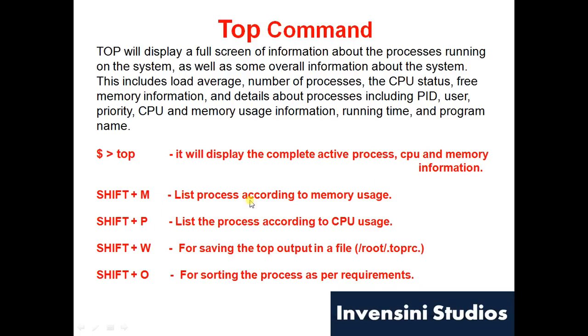These are some of the shortcuts that the top command provides. If you want to list processes in the order of memory utilization, you say Shift plus M. If you want to list processes in order of CPU utilization, you say Shift plus P. If you want to sort processes in any customized way, you say Shift plus O and you are presented with all the options, you just select one and the processes are sorted accordingly. And if you want to save the current top configuration file, you say Shift plus W and it will be saved to this path.